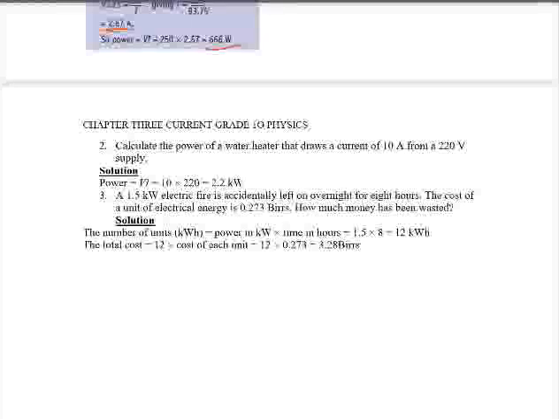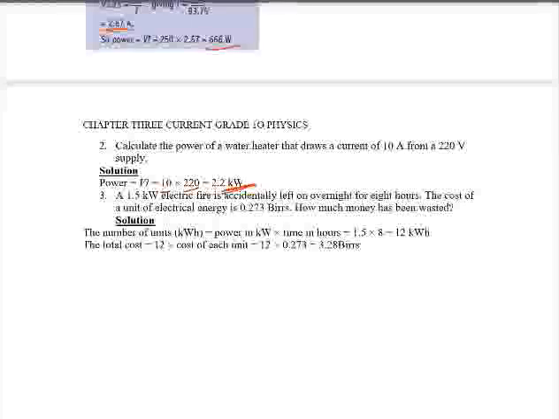Calculate the power of a water heater that draws a current of 10 ampere from a 220 volt supply. This is easy. Power is equal to what? Voltage times current. The current is 10, the voltage is 220, and the product of these two gives us how much? 2.2 kilowatt or 2200 watts. And question number 3.